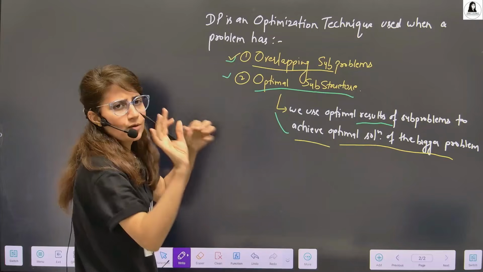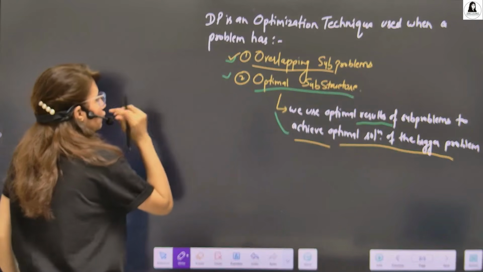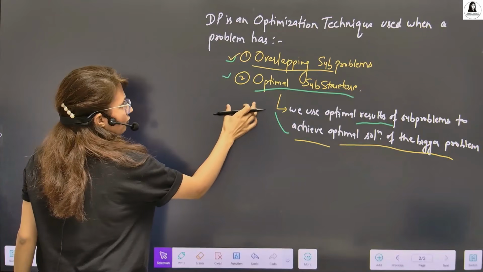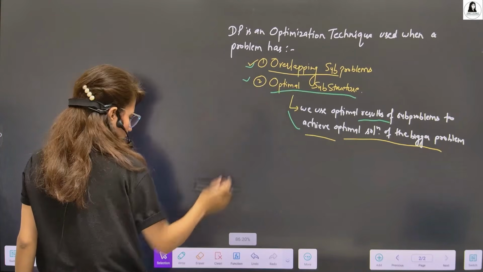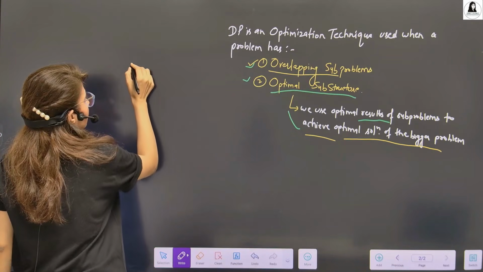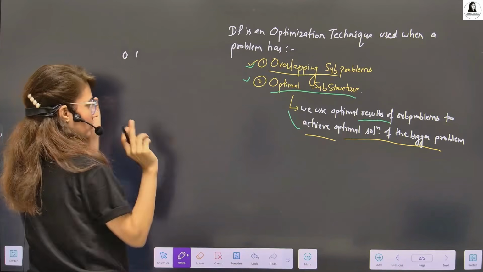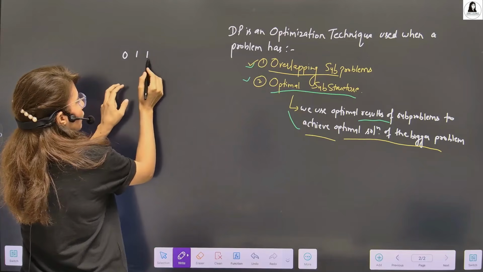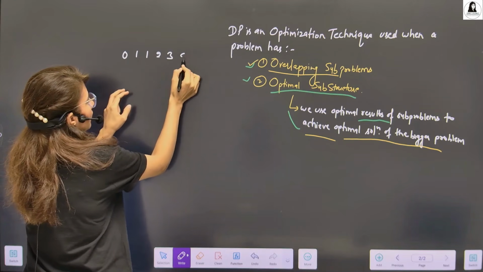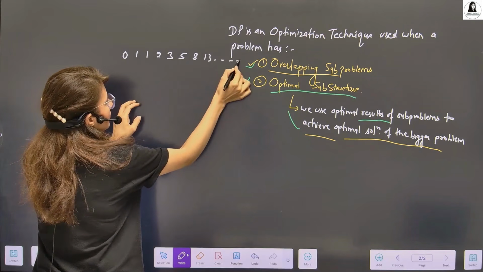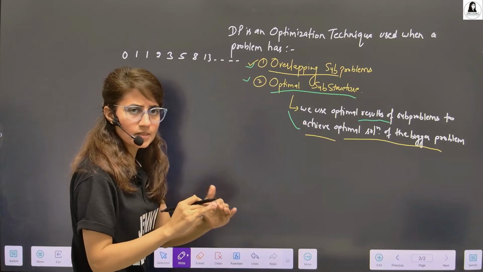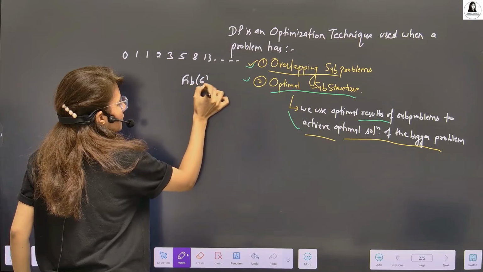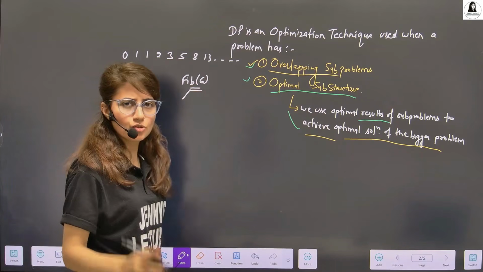Let's take one example. You are very well aware of the Fibonacci series. How to find the Fibonacci series? I guess you know this. If I start writing, 0, then 1. The first two are 0 and 1. Then add this and this: 1, then 1 plus 1 is 2, 2 plus 1 is 3, 5, 8, 13, and like this. This is the Fibonacci series. So if I say find fib of 6.